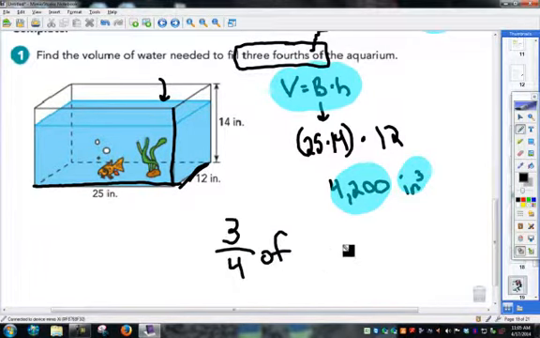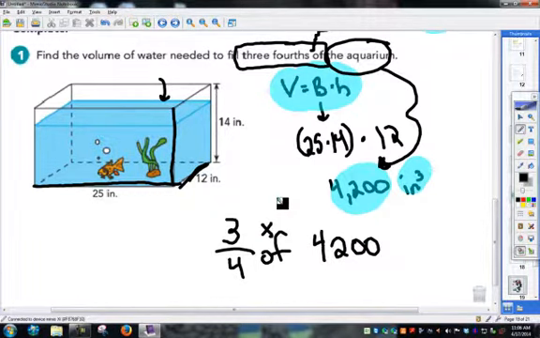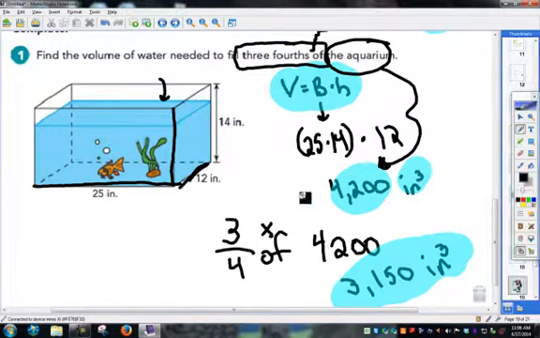Okay? So it's 3/4 of 4,200. So again, this would be multiplication, 3/4 times 4,200. You're going to get 3,150 inches cubed. That's the volume of 3/4 of that aquarium. Remember, this volume right here would be the entire thing filled up. That whole thing has a volume of 4,200, but we only want to fill it 3/4 of the way up.